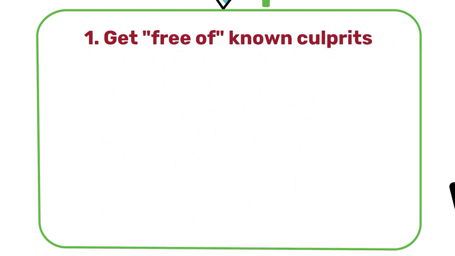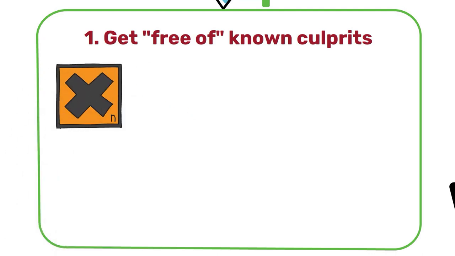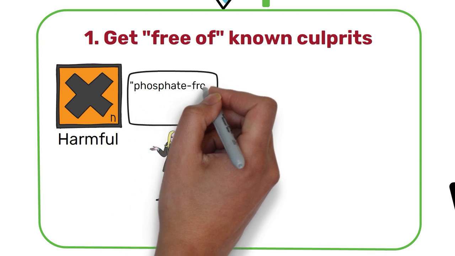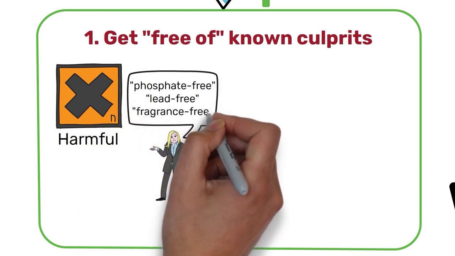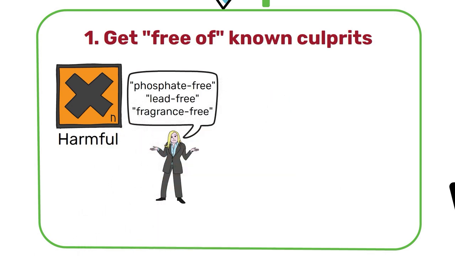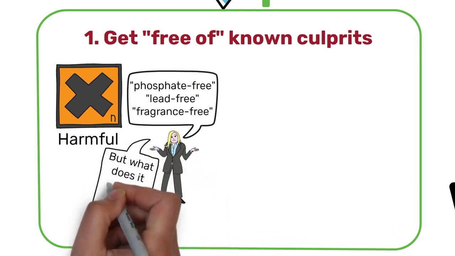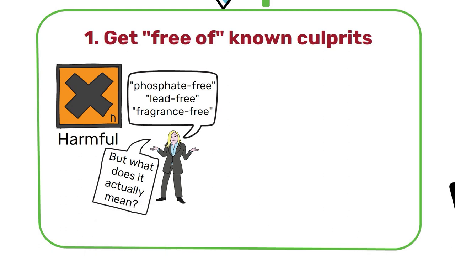A move towards eco-effectiveness means we have to say no to the substances that are widely recognized as harmful. In our daily life, we are so used to hearing products advertised as phosphate-free, lead-free, and fragrance-free. But it is important to acknowledge the potential flaws of the approach and the less visible problems it may conceal. The substance may be phosphate-free, but have they been replaced by something worse? Simply being free of one does not necessarily make a product healthy and safe.